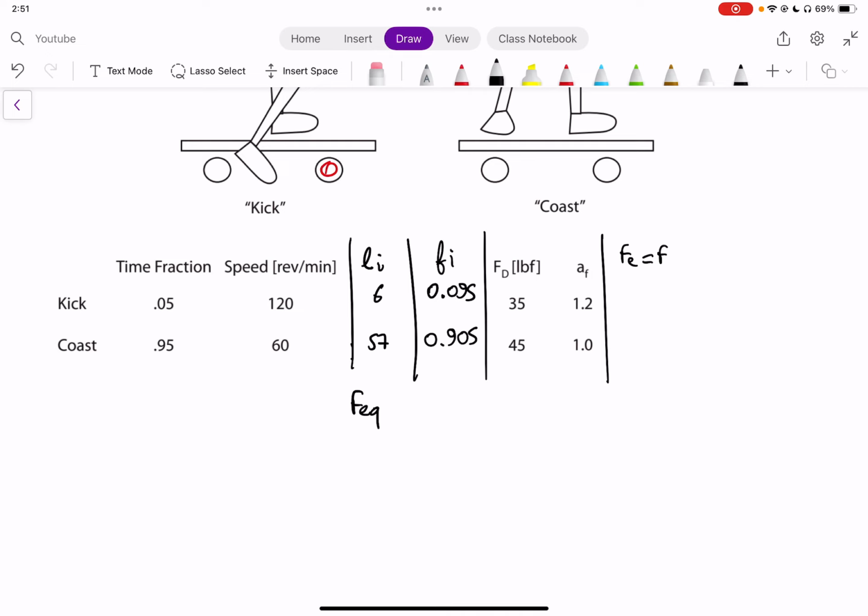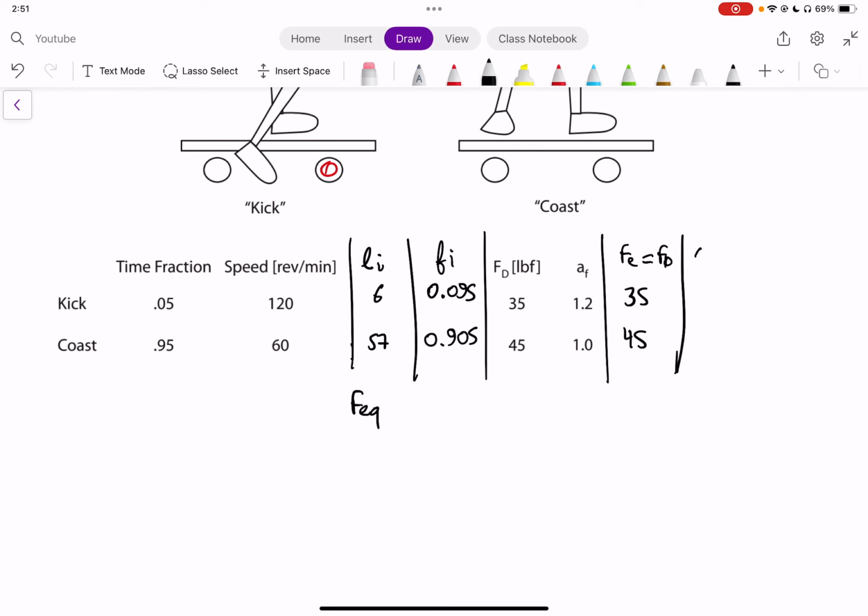FE is equal to FD, so we don't have to rewrite it. We're just given that FE is equal to FD. So we're not going to rewrite those numbers, but it would essentially be 35 and 45. And then we can do AF times FE just to have the values there already prepared. And that would be 42 and 45, since we have 1 and 1.5. So based on that, we can then say, well, let's solve our problem.